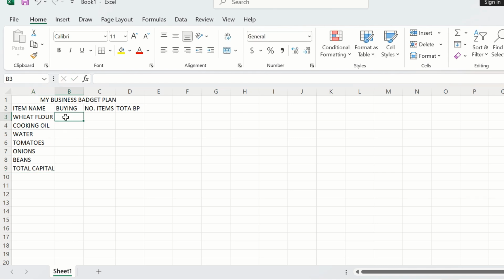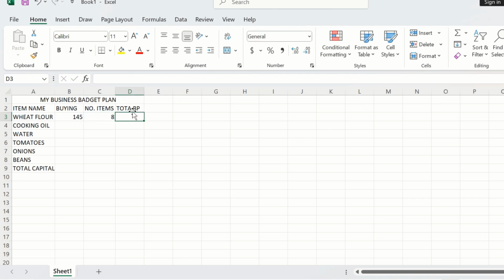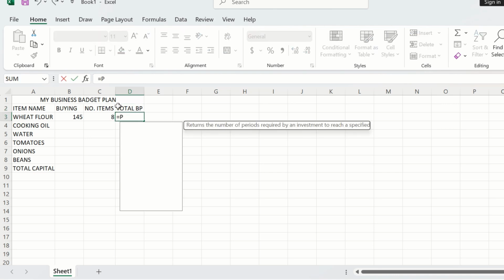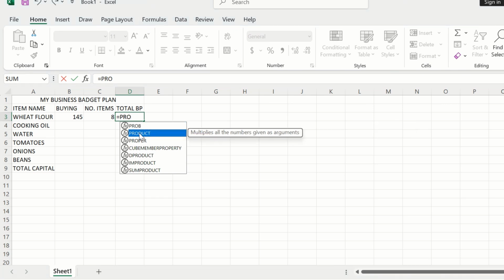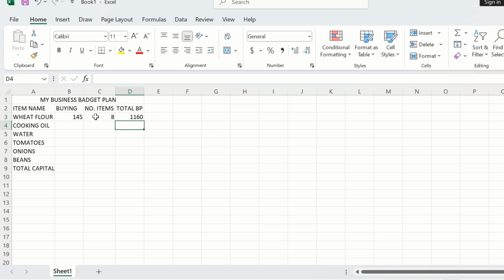So the buying price per 2 kg, let's assume it is 145 shillings. The number of items is 12. Let's just say 8. So the total buying price will be given by this formula, that is the product of the buying price multiplied by the number of items.